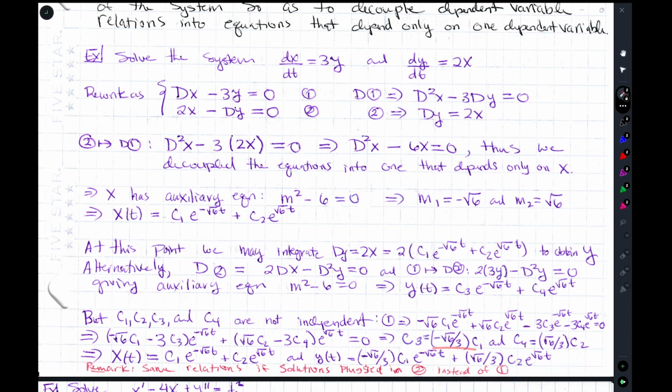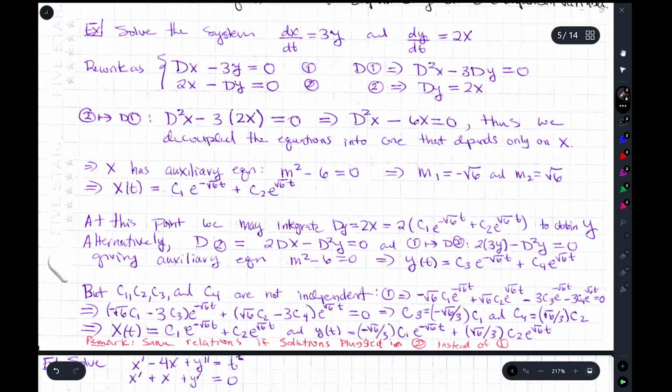Those constants were not independent, okay? There was not 4 degrees of freedom. There are actually only 2 degrees of freedom for this system of 2 equations with 2 unknowns, first order system of 2 equations with 2 unknowns, okay?